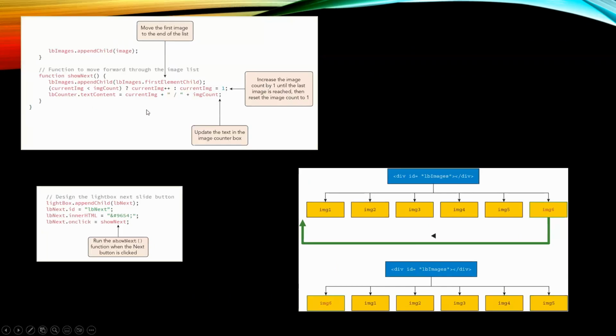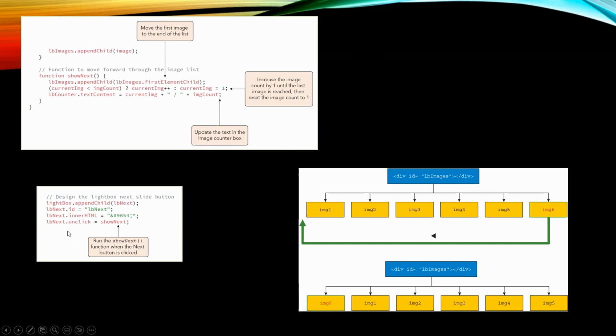Here we've got some examples here. This is just taking the first image and moving it to the end of the list. We're going to increase the image count by 1 until the last image is read, and then reset the image count to 1, and update the text in the image counter box. This is just an example of how we can move forward through that image list.